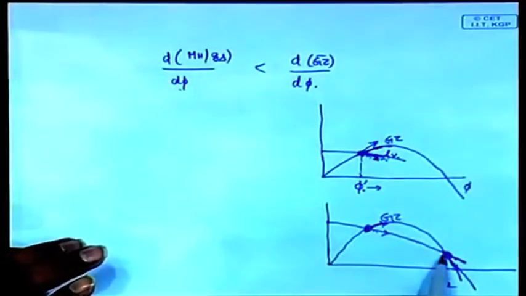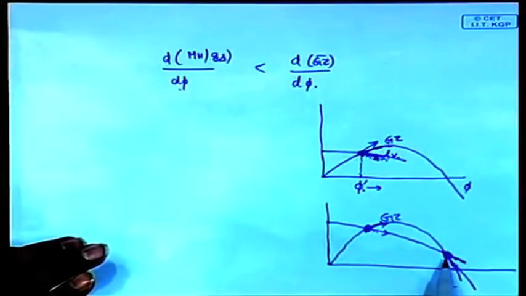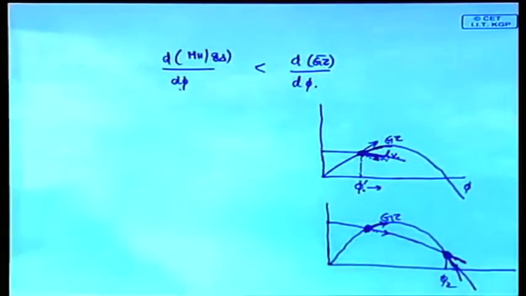So, there are two positions of equilibrium here, you can see. In both cases the righting arm is equal to the healing arm, but at this point it is stable, whereas at this point it is unstable.